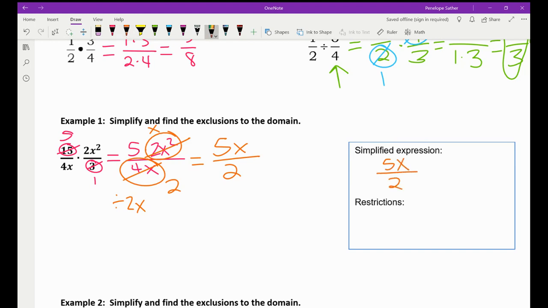Now, if you paid attention to what we did yesterday, you might remember we have these things called restrictions. We don't want the denominator of a fraction to be equal to 0, otherwise our function will be undefined. So if we look at our original fractions, there's only one of them that has an x in it, and that would be 4x. So if you set 4x equal to 0, divide by 4, it turns out that if x is 0, that's going to cause us a problem. So our restriction is that x cannot be 0 for this problem in order for our answer to be equal to 5x over 2.